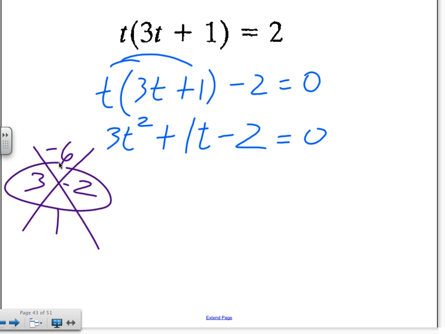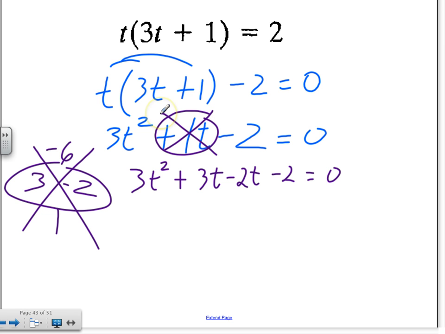What do I do? Plug it in. Write it out. How many terms do I need to write out? 4. Okay, so it's going to be 3t squared plus 3t minus 2t minus 2 equal to 0. Notice I'm replacing the middle term. This is the very important step. You need to learn how to write it out. If you don't have 4 terms, you cannot put it back in the box.